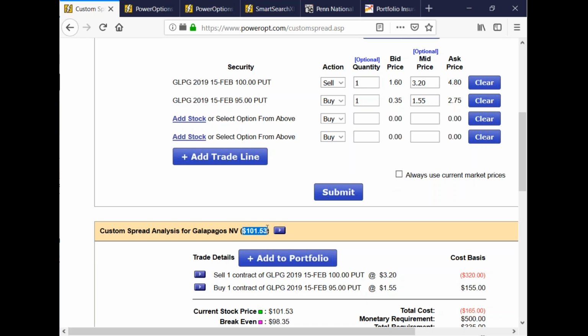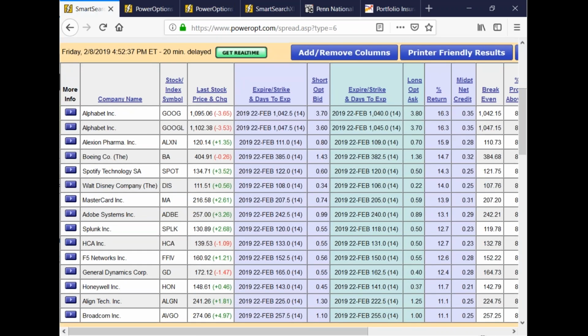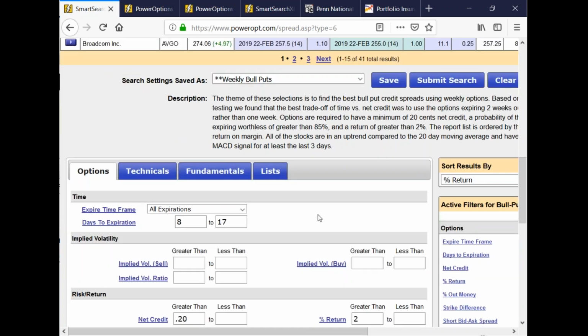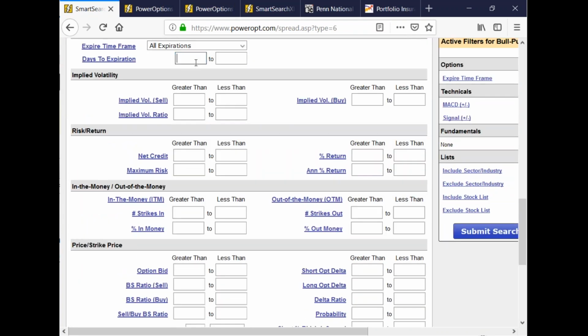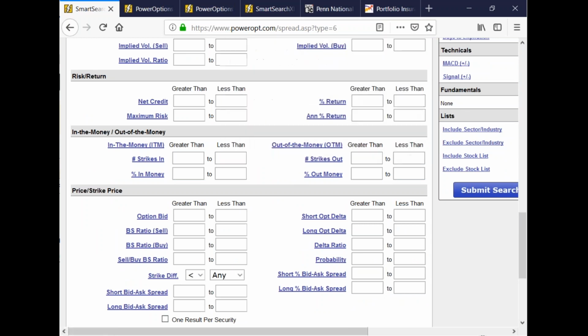Stock price of 101.53. Selling the 100, buying the 95 for 7 days out in time. Now, I'm just going to go back to bull put real quick. I doubt I'm going to find anything, but we're going to try. Nothing on the first page. I was hoping, but nothing there. So, all expirations, 1 to 8 days. Not going to worry about the ratio. Oops, sorry, I'm not going to worry about the return. I'm going to leave the return blank to prove my point.